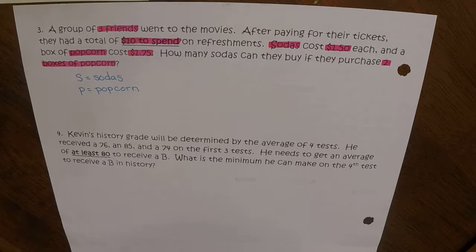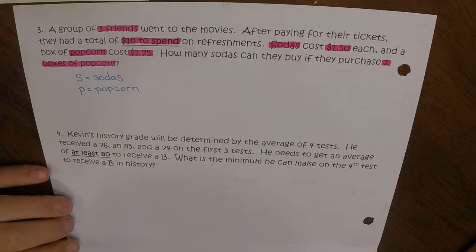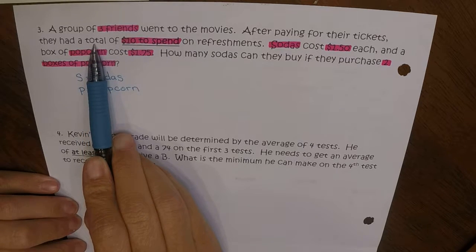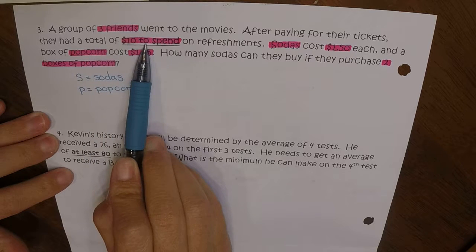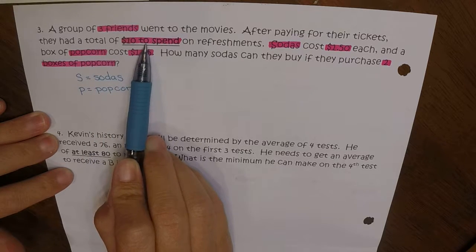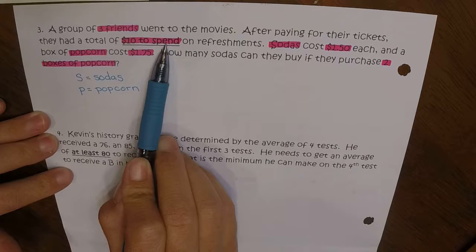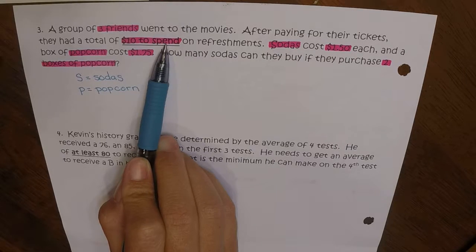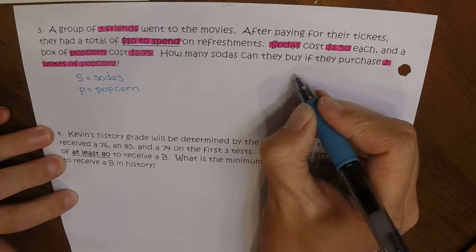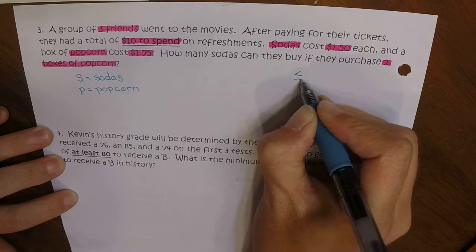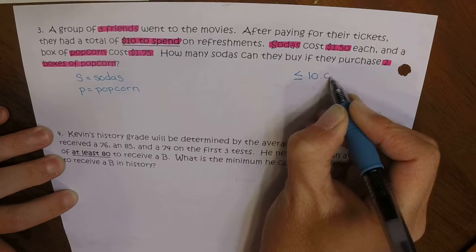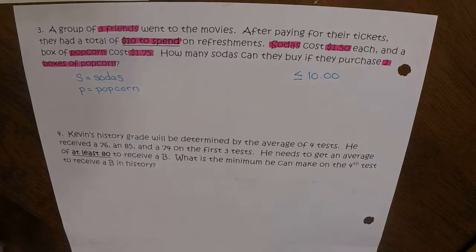So now we're supposed to look for the answer. So I need a budget or a total or an earnings. Well, if you look, here's our total. It says we have a total of $10 to spend. Well, if I only have $10 to spend, can I spend more than $10? No. So that means the right side of the equation is going to have to be less than or equal to that $10. I can't go over 10. I don't have any more money.